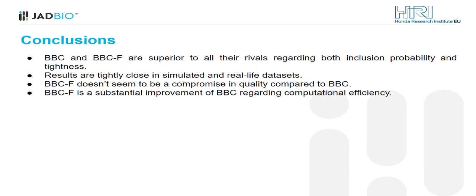We jump to the conclusions. We have seen that BBC and BBCF methods are superior to all the rivals regarding both inclusion probability and tightness. The results are tightly close in simulated and real-life datasets. The fold version of the BBC doesn't seem to be a compromise in quality compared to the BBC. And it is a substantial improvement regarding the computational efficiency of the original BBC method.